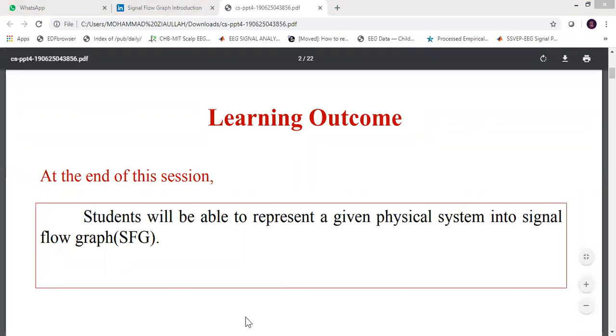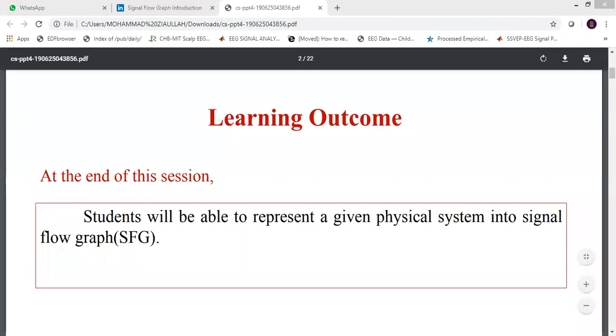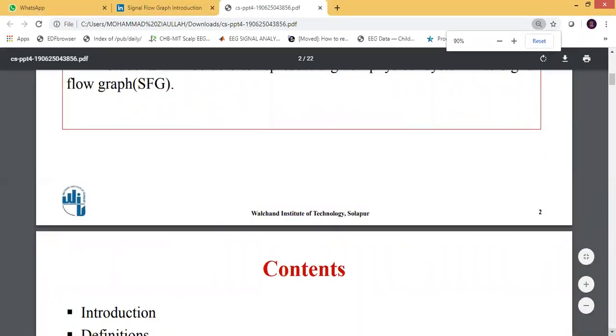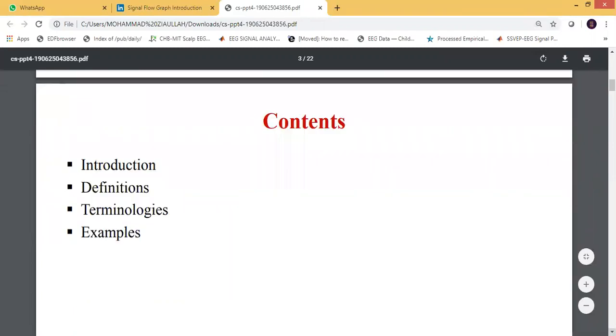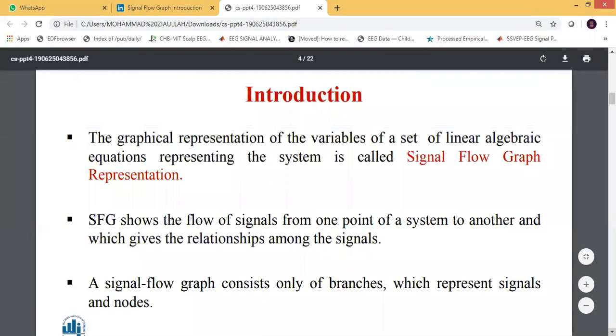The new topic here is the signal flow graph. What actually is this signal flow graph? Here we'll study some introduction, some small definitions with respect to signal flow graph, some terminologies related to signal flow graphs, and a few examples. The introduction says: the graphical representation of the variables of a set of linear algebraic equations representing the system is called a signal flow graph.